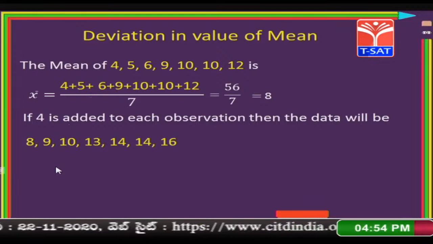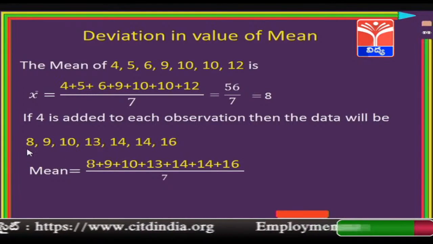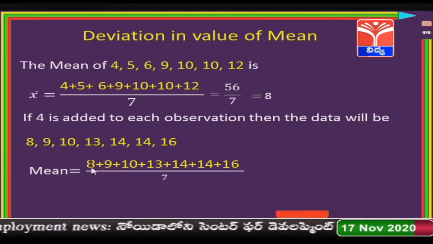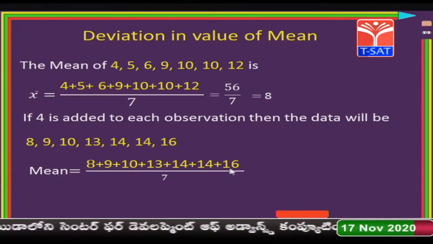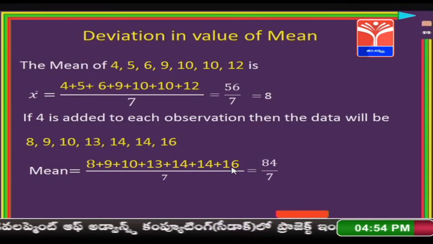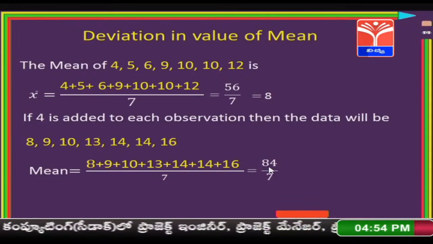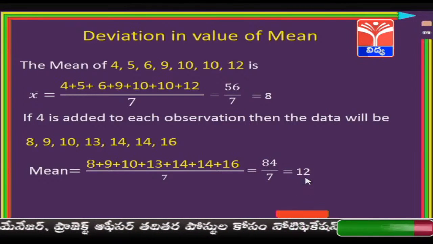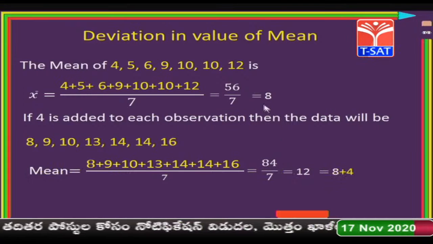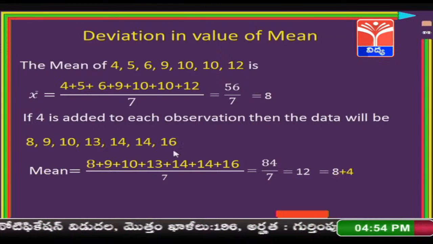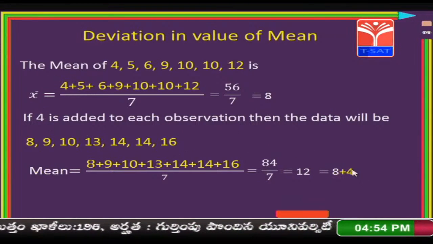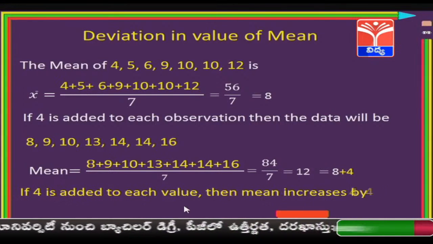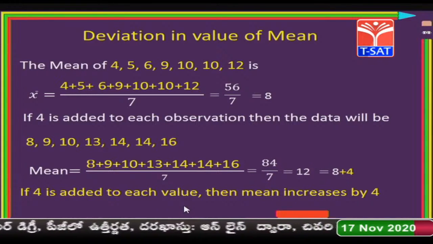You want to find the mean of this data. The mean is nothing but the sum of the observations by the total number of observations. The total number of observations is again 7. So when you add 8, 9, 10, 13, 14, 14, 16, you get 84 by 7, which is 12. Now see here, 12 is 4 more than 8. So it is 8 plus 4. When you add 4 to each observation, the mean is also increased by the same number. So you can conclude that if 4 is added to each value, then the mean increases by the same number 4.